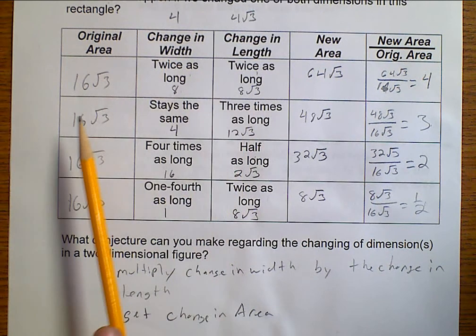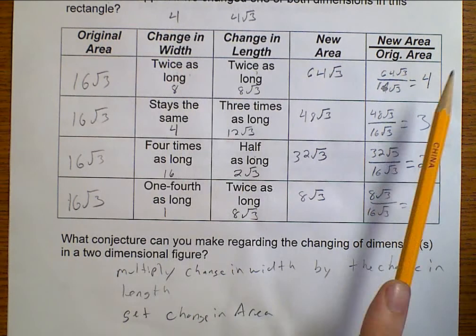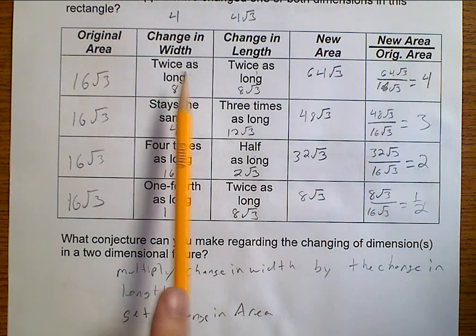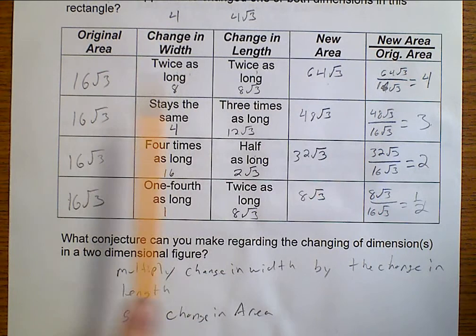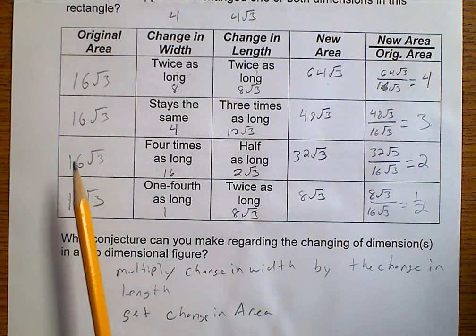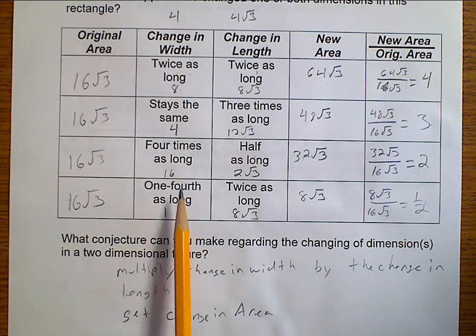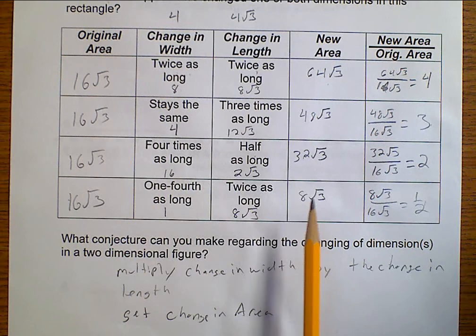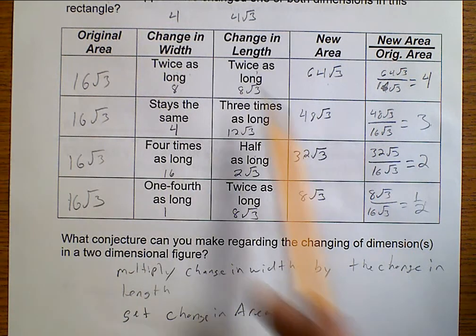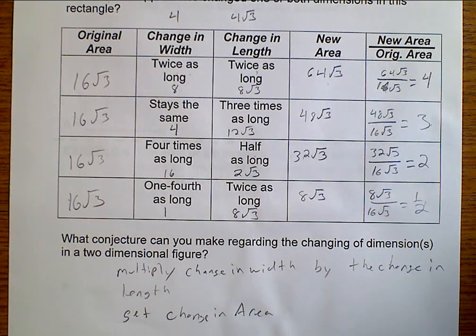64, and then 64 over 16 is 4, I could have just done, well, times 2 and times 2 is times 4. So instead of figuring out my new numbers to my new area, I could have just done 16 times 2 times 2 to get 64. And 16 times 1 times 3 is 48. And 16 times 4 times a half is 32. And 16 times a fourth times twice is 8. So instead of figuring out my new width and length, I can just multiply by how much they change.